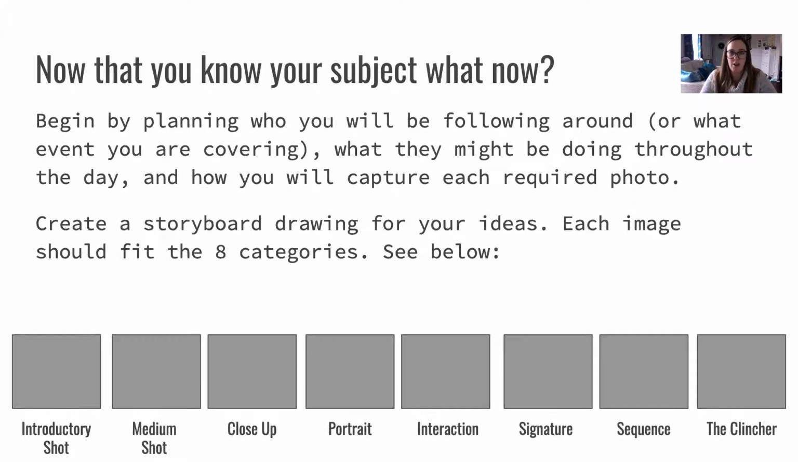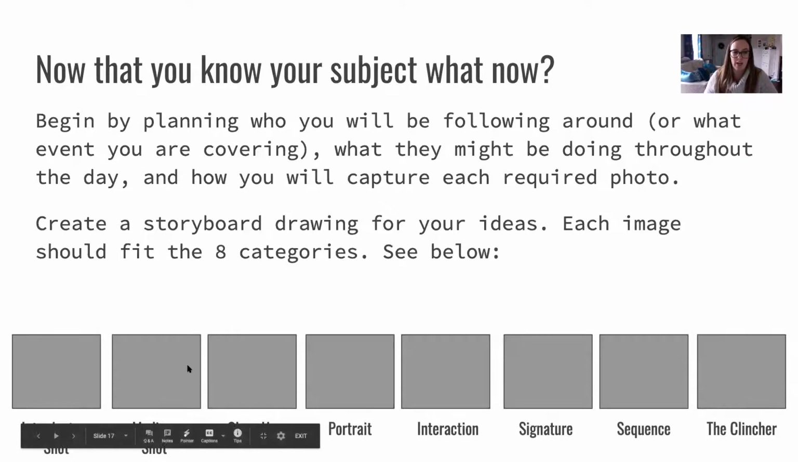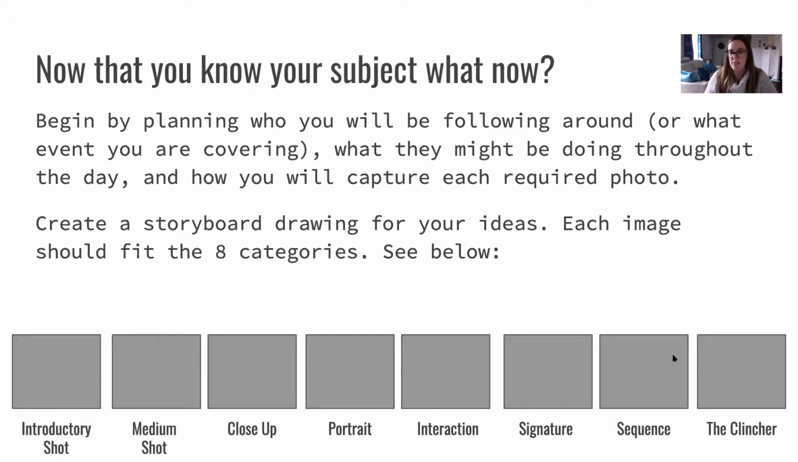And so here, all you're going to do is on a piece of paper, draw 8 boxes and label those 8 boxes the 8 shots. So we have introductory, medium, I think this was close-up, portrait, interaction, signature, sequence, clincher. And then you're going to just do really rough sketches of your ideas for whatever event or sequence or story that you're going to tell.